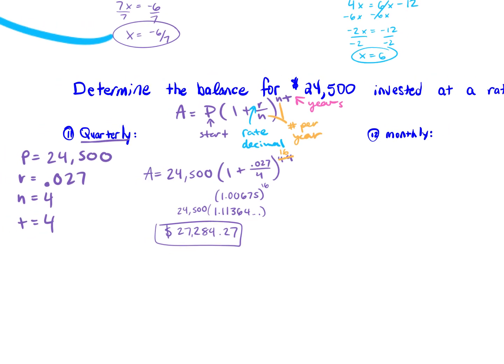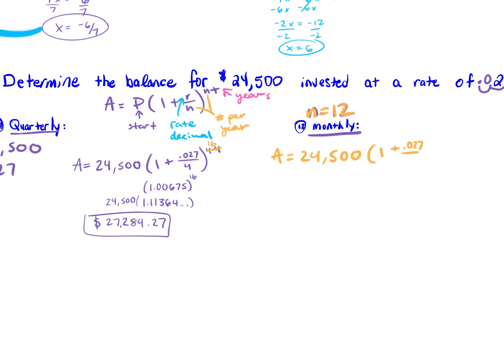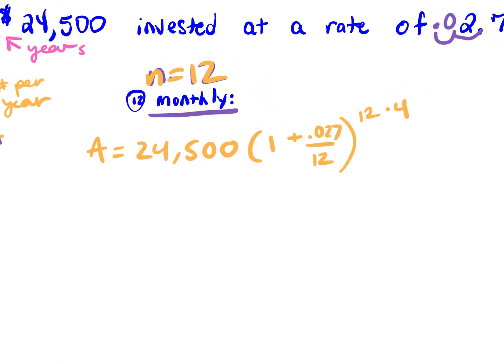So for 12, we're using the same formula, the same P, R, and T, but here, what would N be when we compound it monthly? 12. There's 12 months in a year. So N is 12. So let's plug everything in. We have A equals 24,500 times 1 plus 0.027 over 12, to the power of 12 times 4. So we just had to change N to be 12. Everything else stays the same.